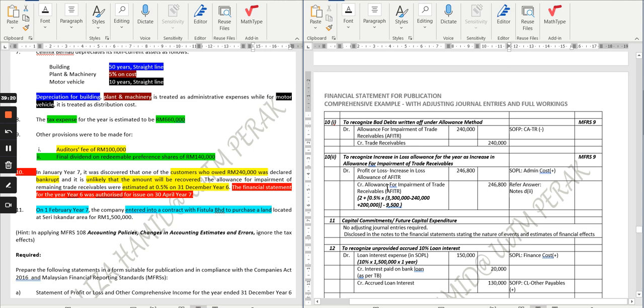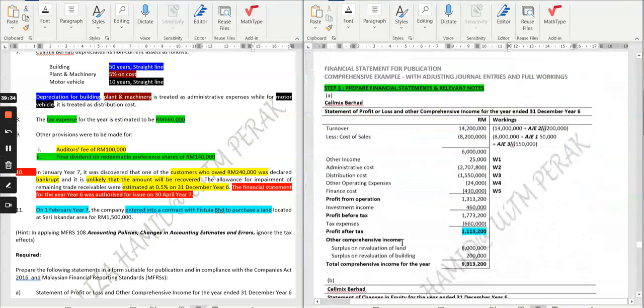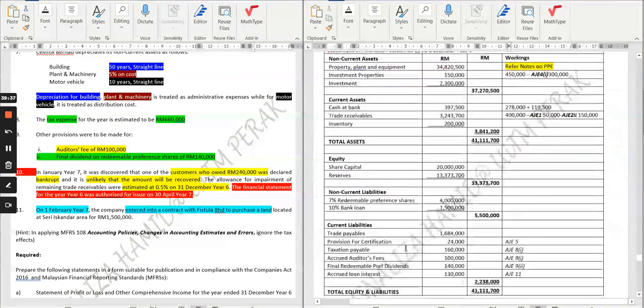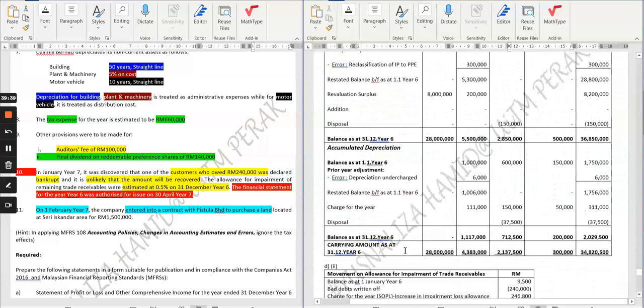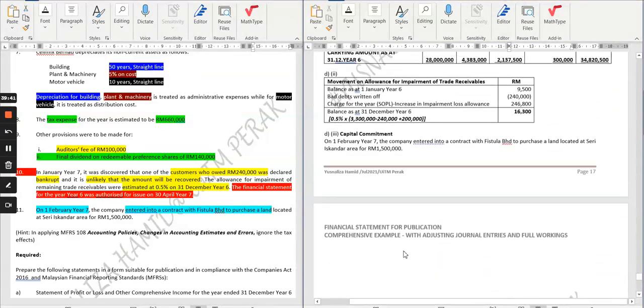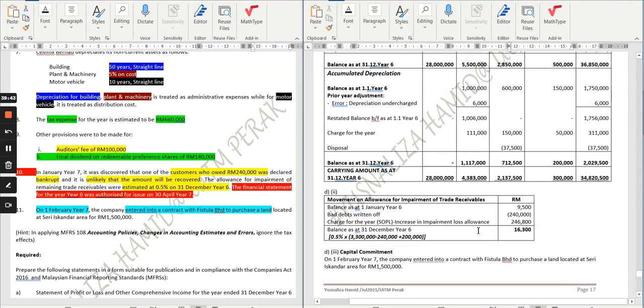So here you can see that I've already done the calculation. This is what you have learned earlier in your FAR210. It should be 246,800. And if you can see, I've put some workings here. If you want to see the detail, it is available here, where I have also prepared the movement of allowance. How do you get that 246,800?